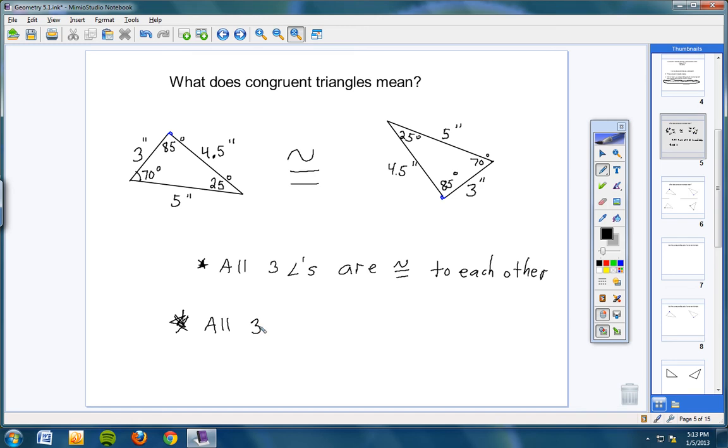All 3 sides. I'm going to use ditto marks. All 3 sides are congruent to each other. So notice that also. Okay?